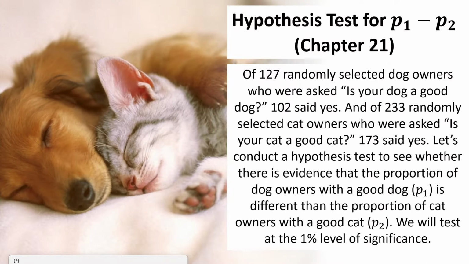Next question. This is the one where we have cats and dogs. So we're pretending that we interviewed 127 randomly selected dog owners and said, is your dog a good dog? 102 of those owners said yes. And then we selected 233 cat owners at random and asked them, is your cat a good cat? 173 said yes. And so here we're going to conduct a hypothesis test to see whether there's evidence that the proportion of dog owners with a good dog is any different than the proportion of cat owners with a good cat, and we're testing at the 1% level of significance.